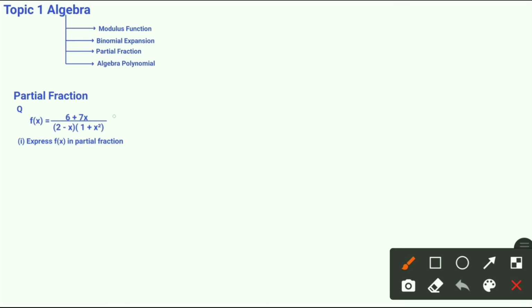Question 1: express this in partial fractions. First of all, we need to find what type of factor it has. If I look at it closely, this one is quadratic. So this has linear and quadratic factors. And now what type of fraction is it? If I compare the power of x, multiplying this to this gives x to the power 3, so yes, this is a proper fraction.